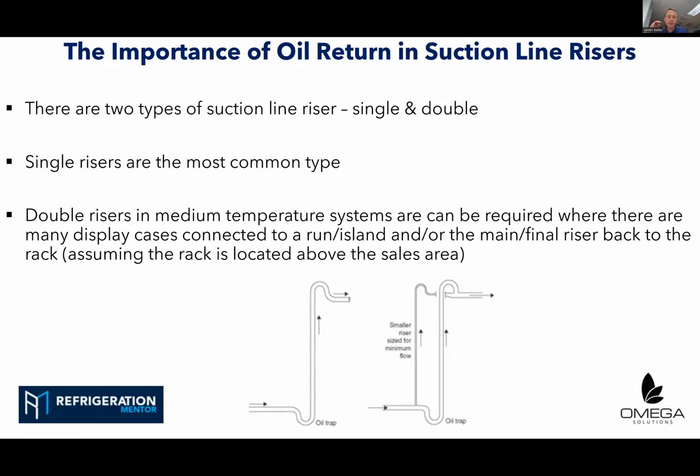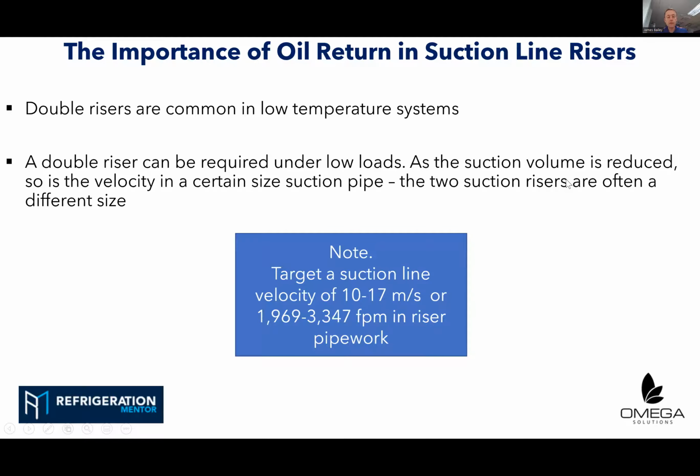If you've got a piece of plant on the roof and you've got to overcome that high level beneath the roof to on the roof, you can maybe get a 3 foot, 1 meter lift. That's again just assuming the rack is located above the sales area. So just a couple of images. I'm sure we're all familiar with what oil risers look like. However, double risers are more commonplace in low temperature systems.